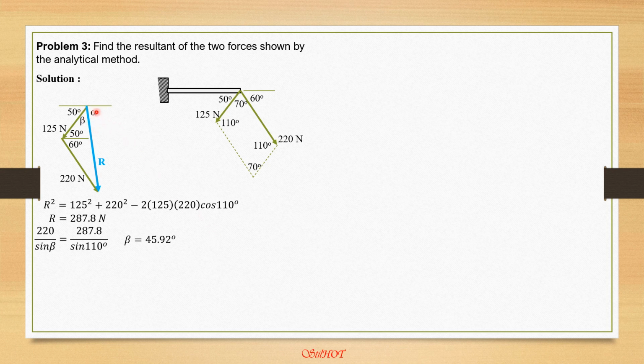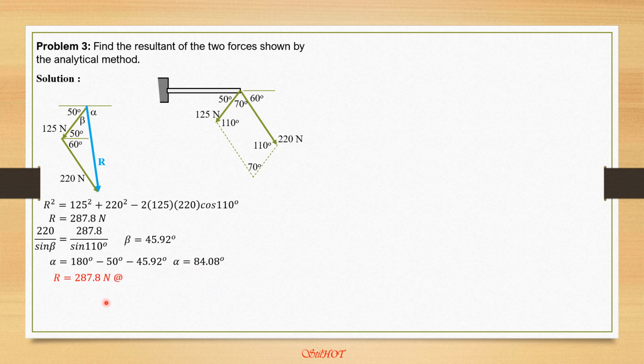So we solve for this alpha because this is acute. To solve for alpha, it is 180 minus 50 minus beta. So 180 minus 50 degrees minus 45.92 degrees is equal to 84.08 degrees. So the resultant can now be represented by its magnitude of 287.8 Newtons and its direction, which is 84.08 degrees from the horizontal axis.